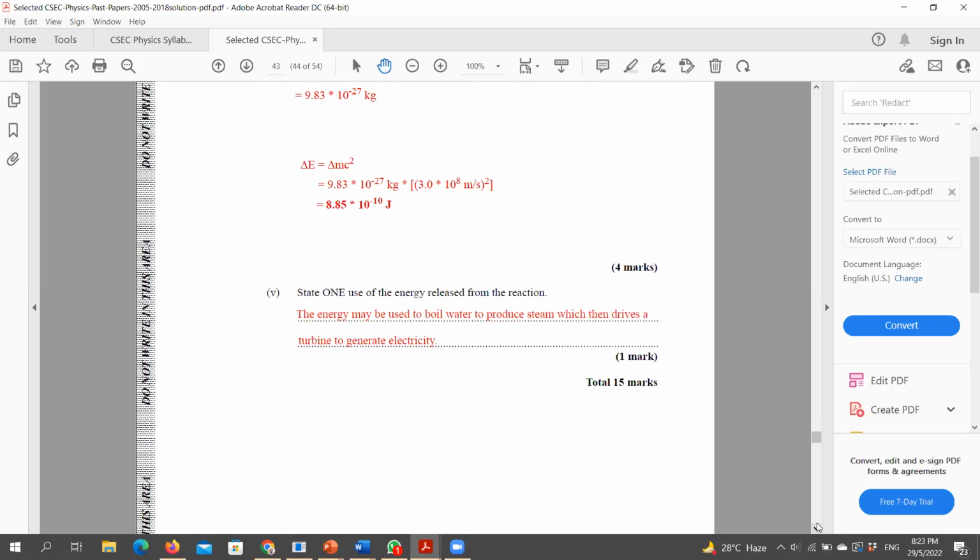Next part of the question. State one use of the energy released from the reaction. So this energy that is released may be used to heat water to produce steam, which is then used to drive a turbine of a generator which produces electricity.